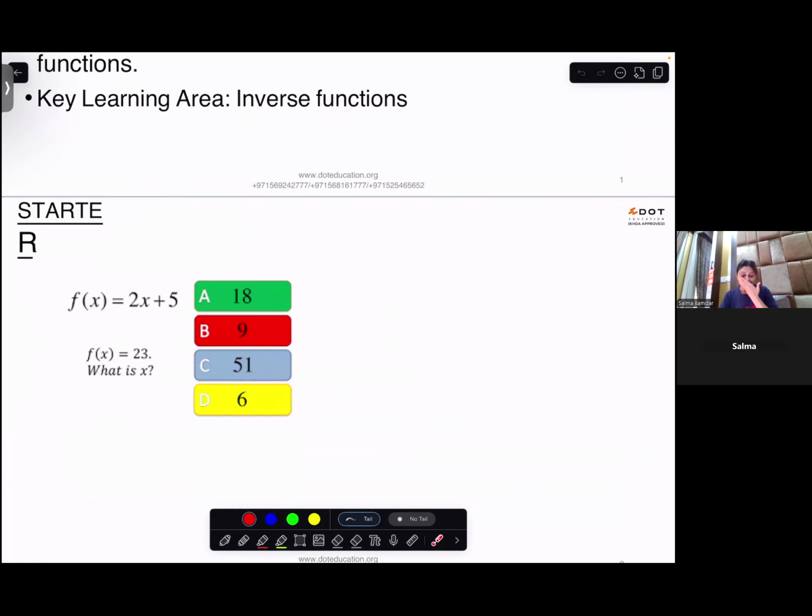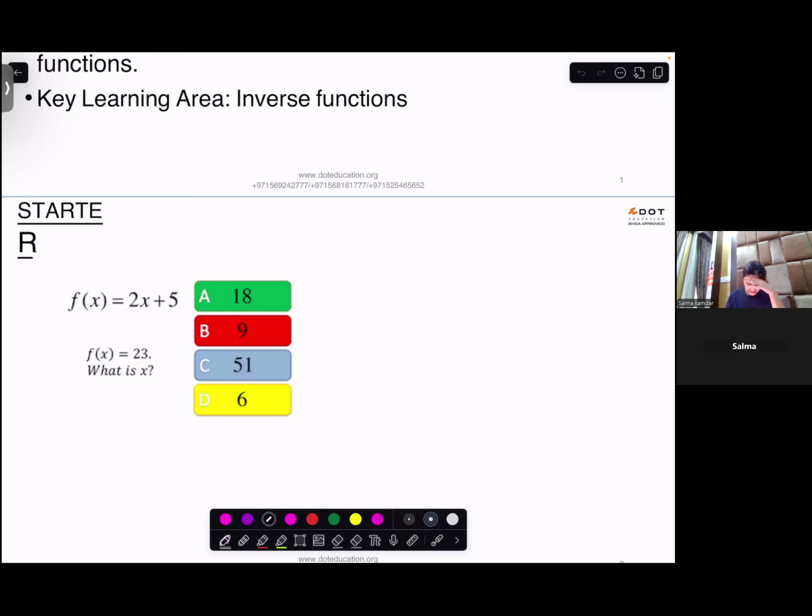Before I move ahead, let's start with this starter that is there. You can pause the video, try, and then go ahead. I have f of x given to me as 2x plus 5, and f of x value is given as 23. You need to find what is x. So what do you do in this case?